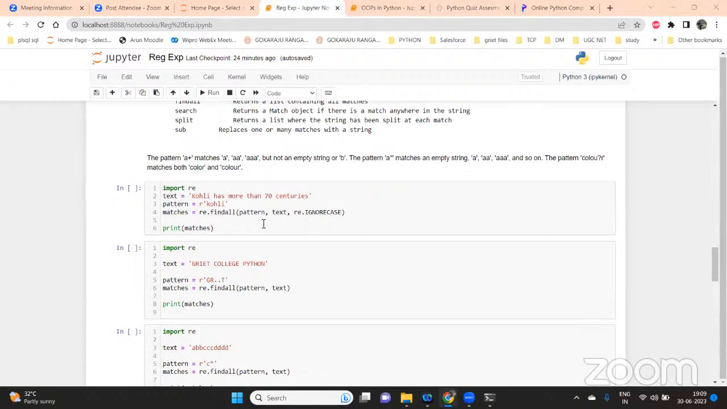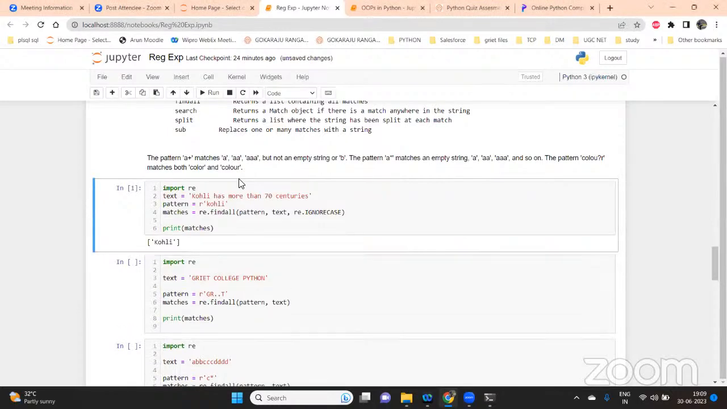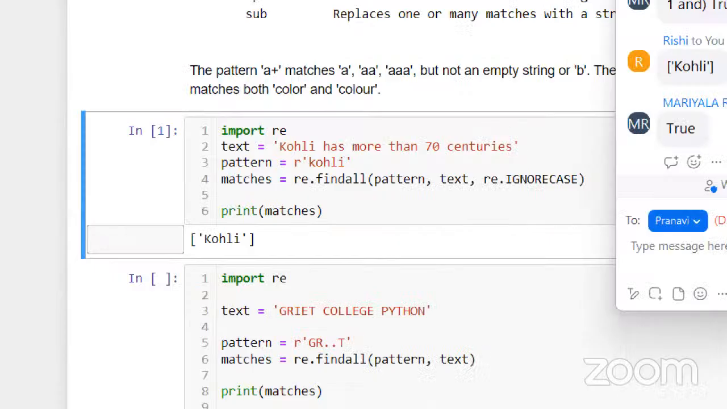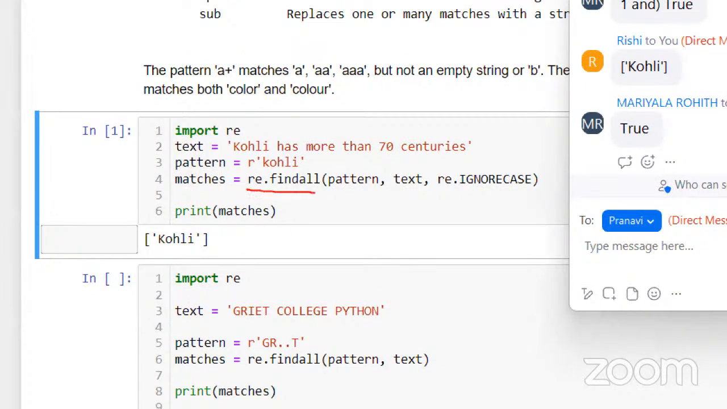Will it be 1 or True, or will it be just Kohli, or is it Kohli with the bracket? Correct, Kohli with bracket. Correct. So I just told you now, findall returns. What is the return type of the findall function? List of values. So findall function returns a list of values. So this is the correct answer actually. Whatever Rishi has given is the correct answer.